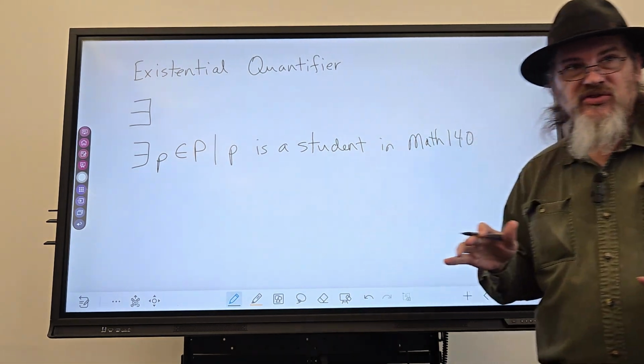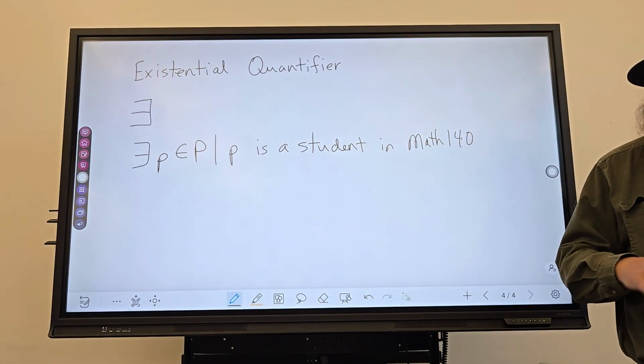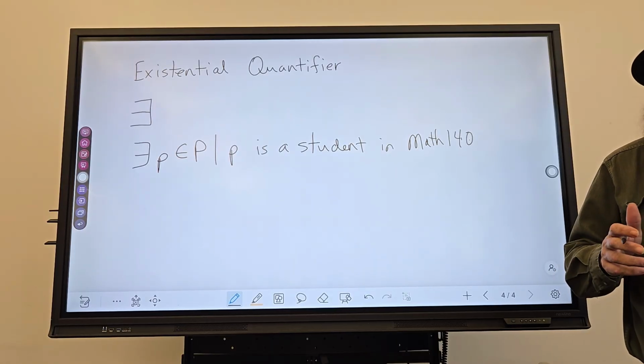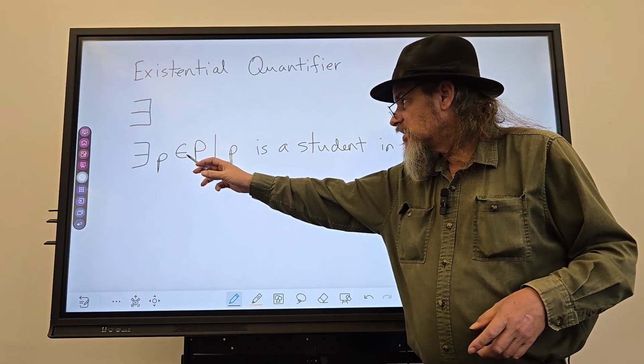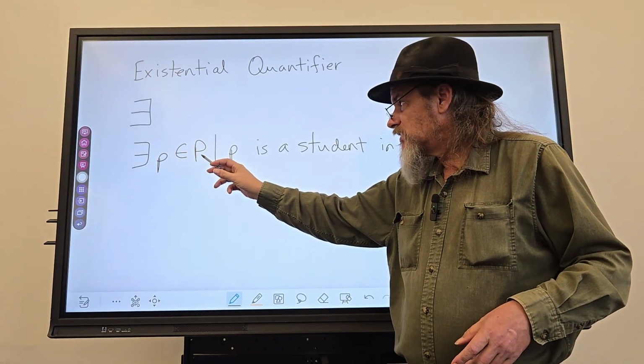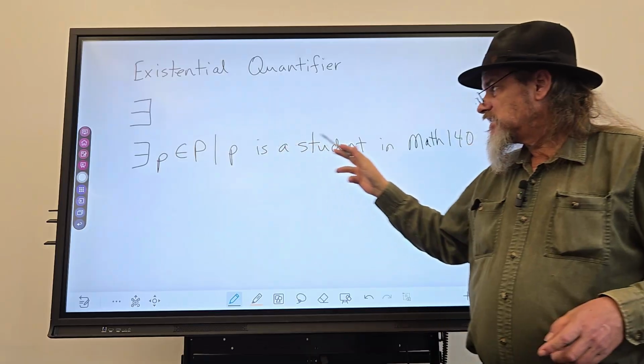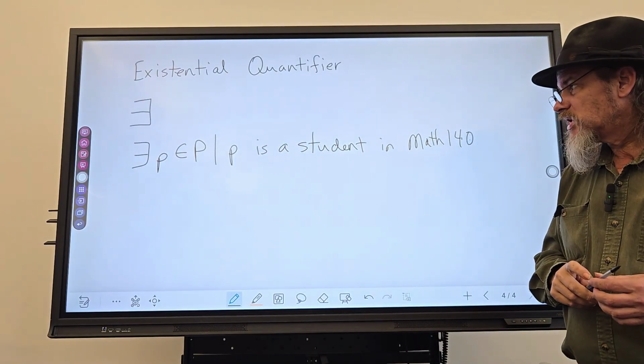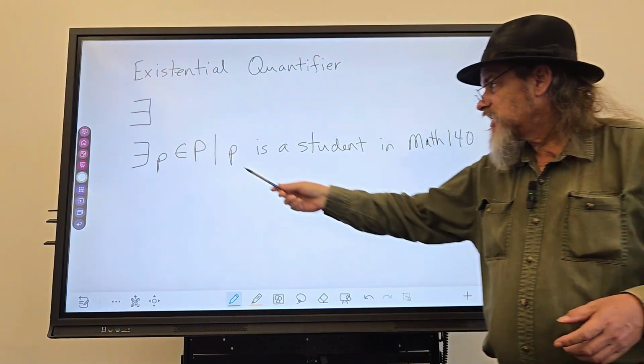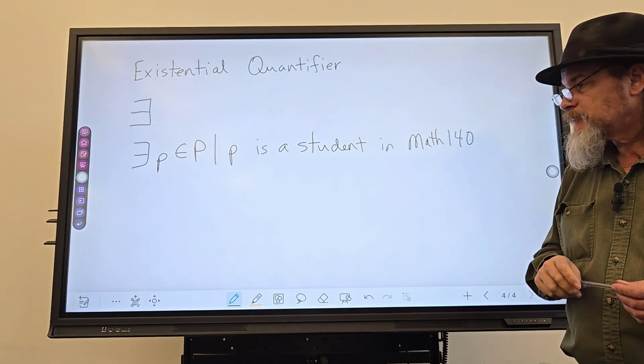There exists, for some, not for all, but for some P, which is a person, which is an element of all people, where P is a student in Math, such that P is a student in Math 140.